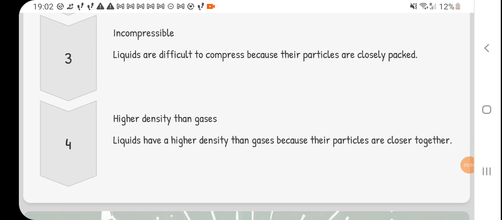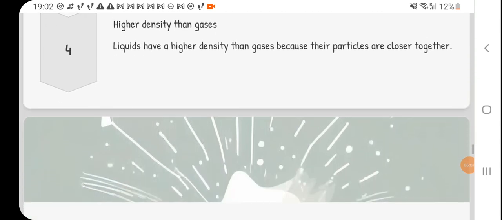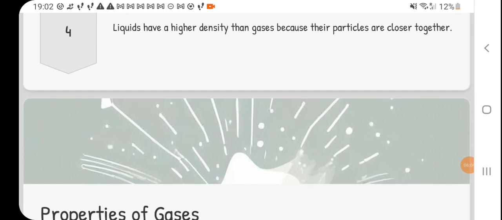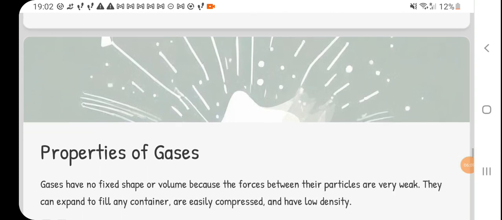Incompressible. Liquids are difficult to compress because their particles are closely packed. Higher density than gases. Liquids have a higher density than gases because their particles are closer together.